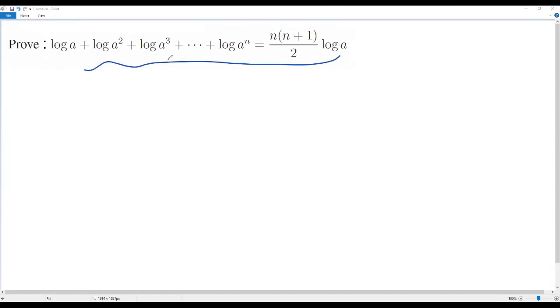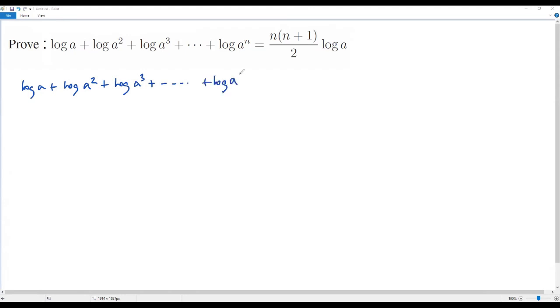Now what I'm going to do is consider the stuff we have on the left side, and let me show that it is equal to the stuff we have on the right side over here. Let me write the left side of the equation as it is: log a + log a² + log a³, and it keeps going, + log aⁿ.